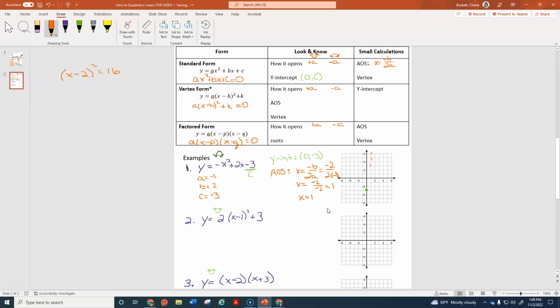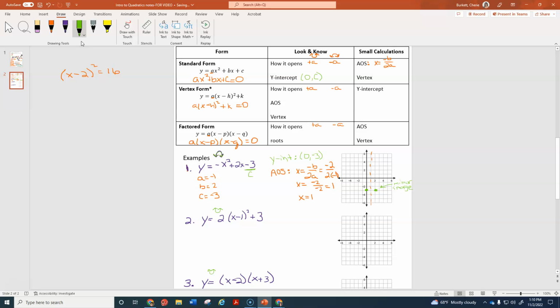That means that my axis of symmetry is that dotted line right there. Now, you remember the mirror image? Remember my y-intercept? I have my y-intercept graphed right here at 0, 3. So that's 1 unit away from the axis of symmetry. I can go to the other side and graph that mirror image right there. This one is the y-intercept. This is the mirror image.